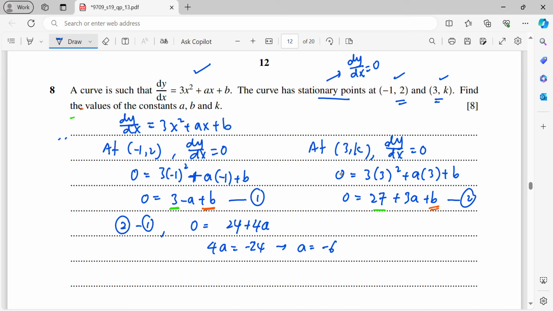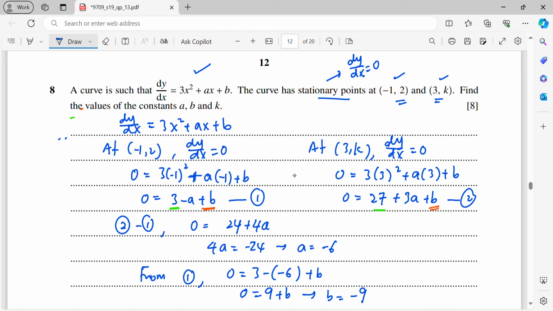Once you have found the a, to get the b, you can substitute into one of the equations. I will refer to the first equation. That will be 0 equals 3 minus a, where a is replaced by minus 6, followed by plus b. So that means 0 is 9 plus b. Hence, my b is minus 9.